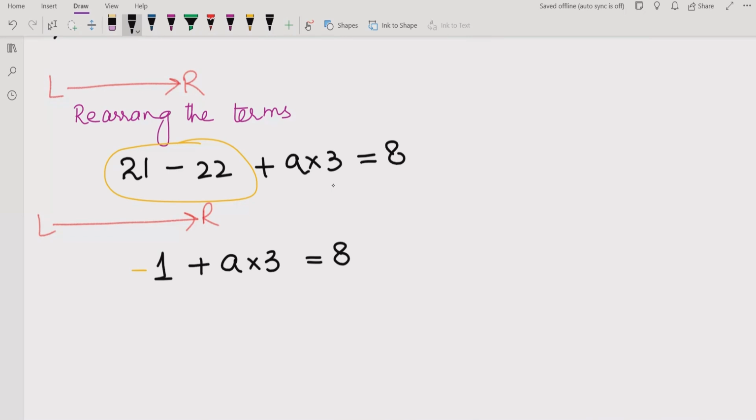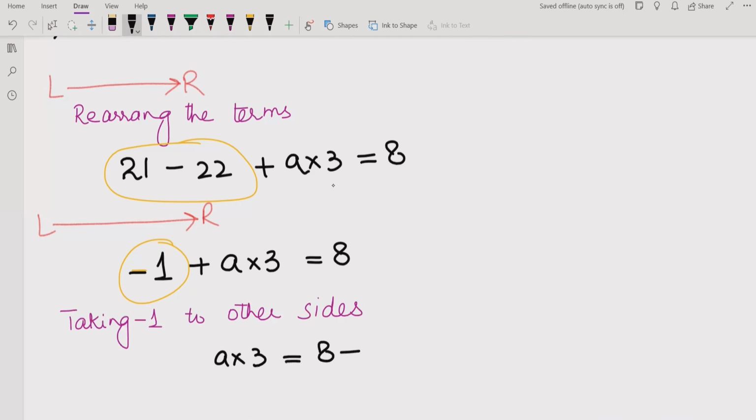Now we will move minus 1 to the other side. So we will get a multiplied by 3 equals 8, and now we have the minus sign on the left side. If we move minus 1 to the right hand side, we will get plus 1. This is the key point.